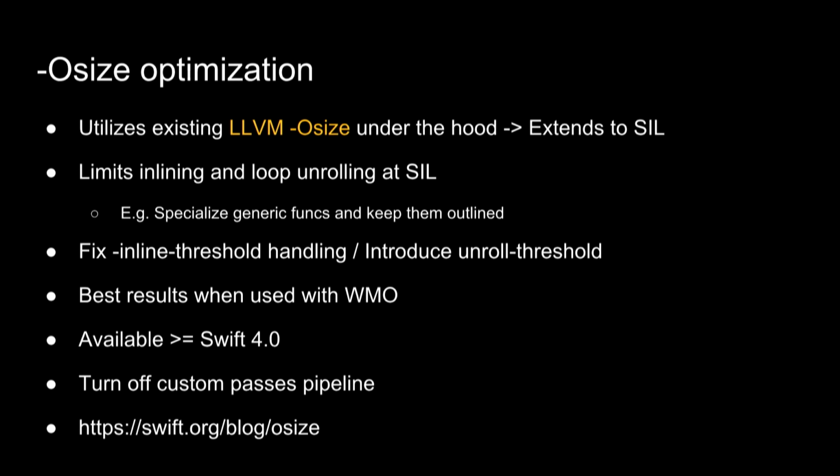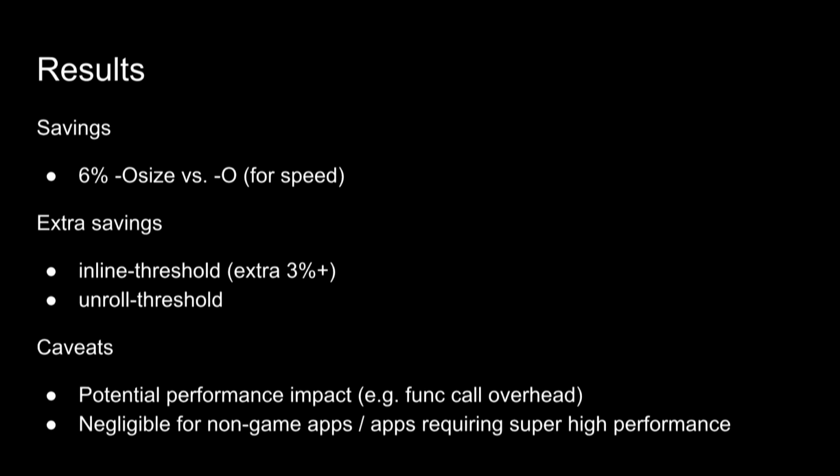The best results were achieved when combining Osize and whole module optimization. Osize is available since Swift 4.0, and you can check out more at the swift.org link below. This gave us about 6% savings. You can also get extra savings by using the inline threshold or loop unroll threshold flags. And that way you can get about 3% or more extra savings.